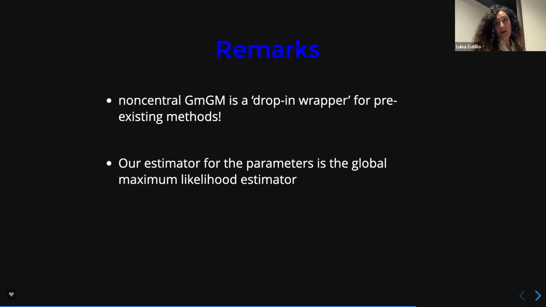As a remark, this approach is not self-standing, it's a wrapper. You can use any other methodology that estimates a precision matrix and just plug it into this wrapper. So this non-central approach is a drop-in wrapper for pre-existing methods. And of course, you might wonder about convergence. In the paper, we show that there is a global maximum. This is a global maximum likelihood estimator that we get.